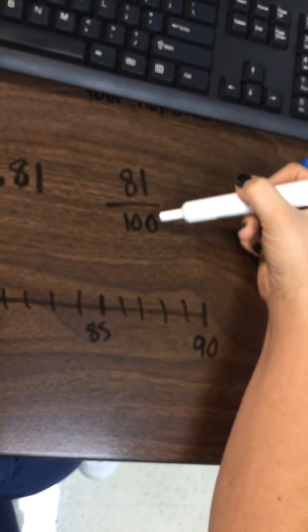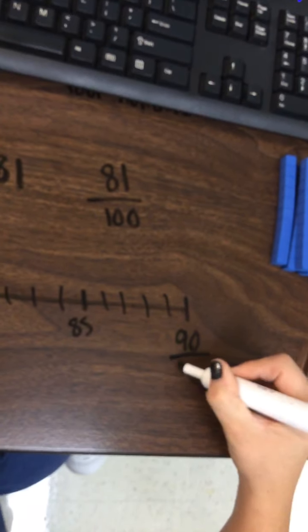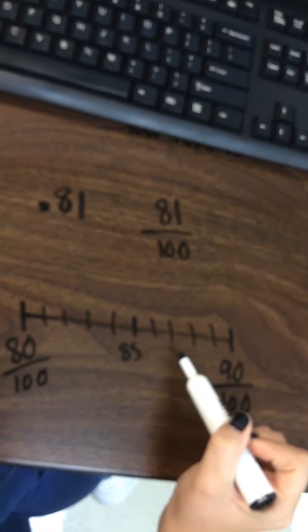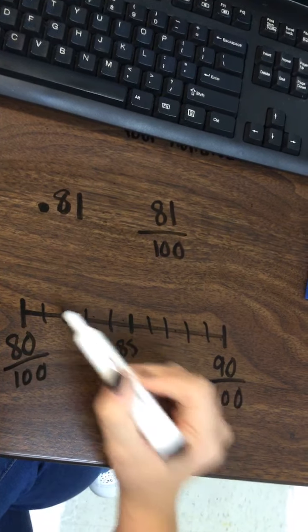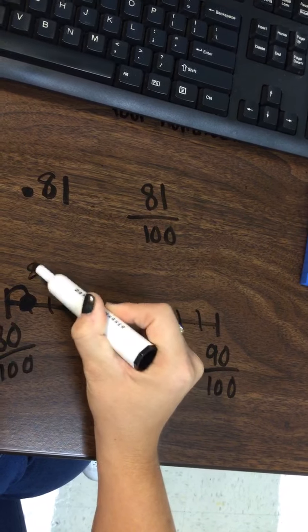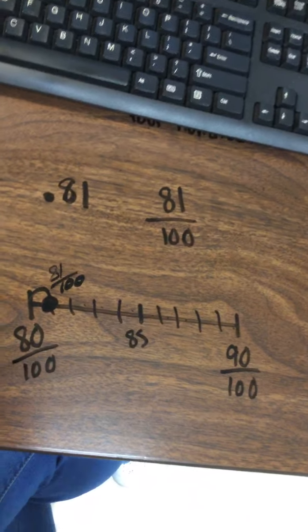So if we were doing 81 hundredths, so this over here would be 80 hundredths, this would be 90 hundredths. You would have to figure out where on this number line is 81 hundredths. So we have 80, and we have one farther, so this right here would be 81 hundredths. Okay?